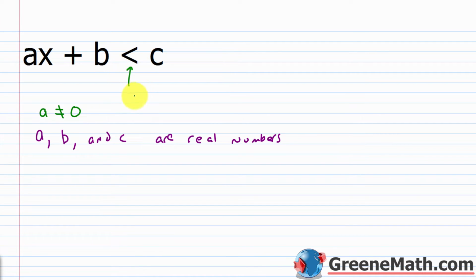Now, there's one other thing we want to note. We have a less than here. I could replace this with a greater than, or a less than or equal to, or a greater than or equal to. All of those would be equally valid in this generic example. We just have to choose one of them. We just happen to choose a less than. So we have ax plus b is less than c, where again, a, b, and c are real numbers. A is not allowed to be 0, and the less than could be a greater than, a less than or equal to, or a greater than or equal to.